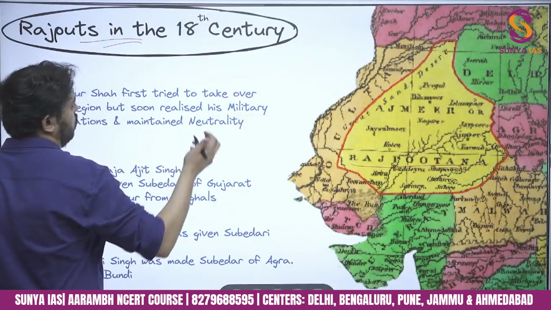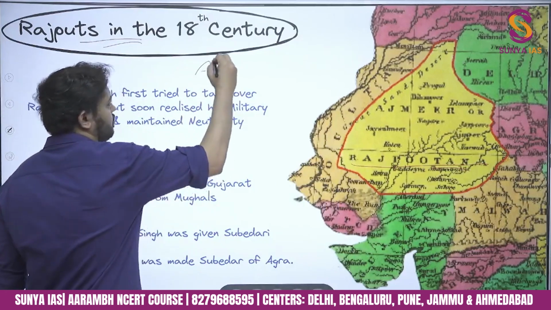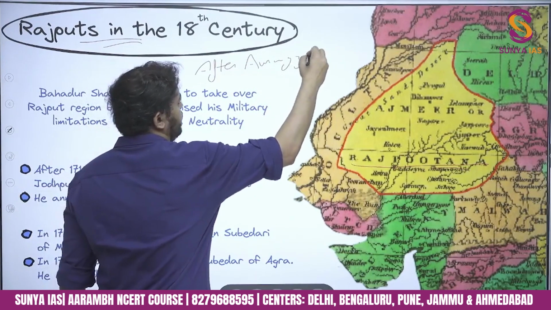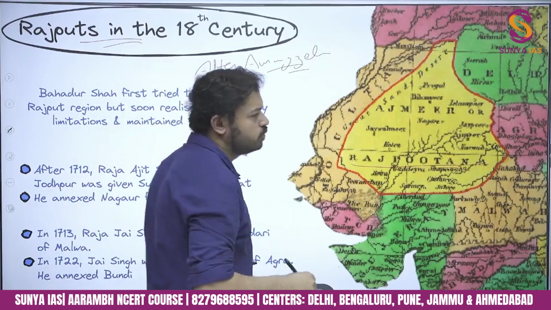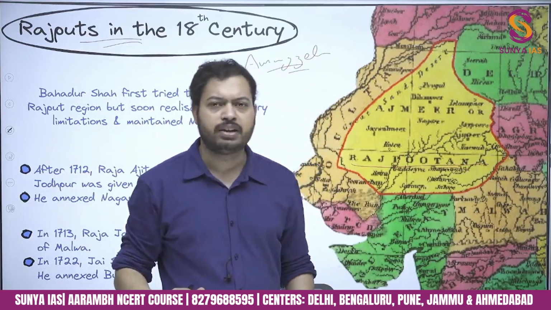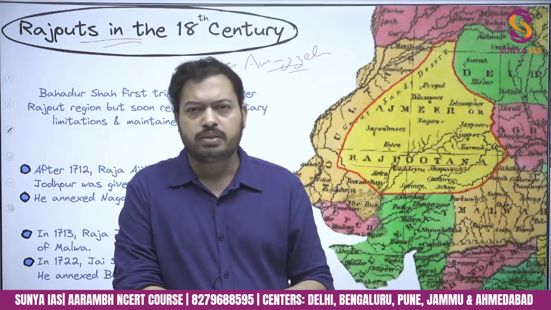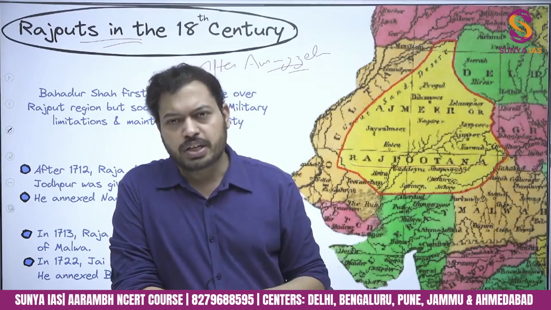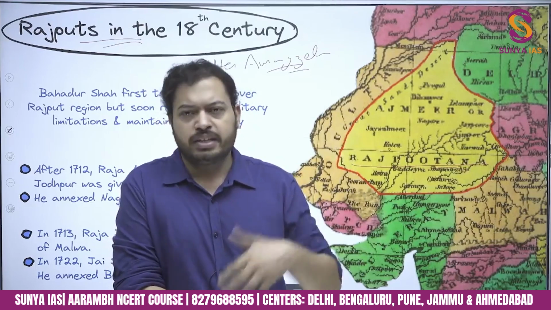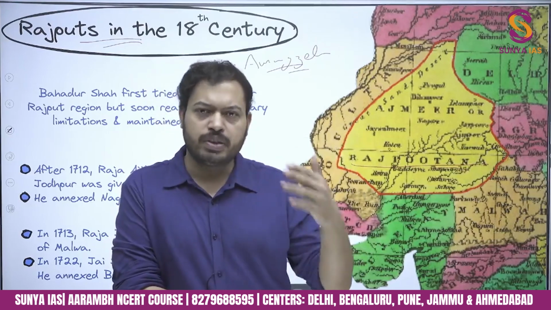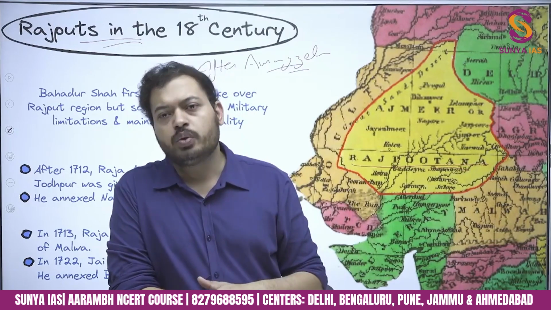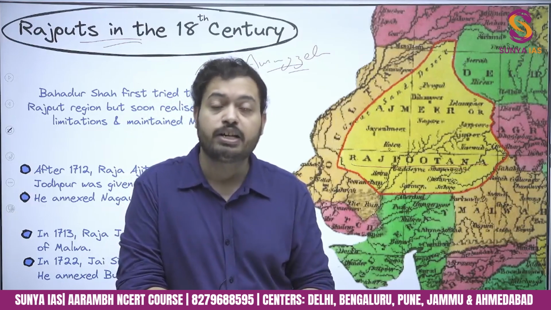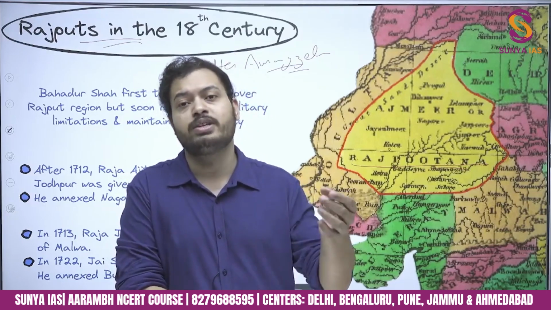After Aurangzeb, when the new ruler Bahadur Shah came, Bahadur Shah kind of maintained neutrality. Then you see Jahandar Shah gave a bit more importance to Rajputana and their rulers. Then Farrukhsiyar gave them more importance. You will see that Muhammad Shah Rangila will give them more importance, so much so that by 1722, Jai Singh will become the Subedar of Agra itself.